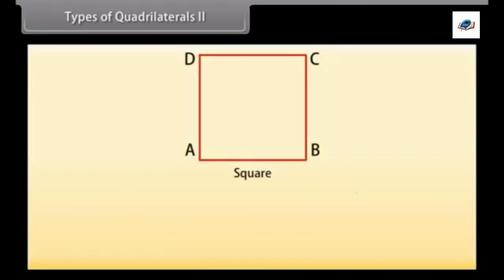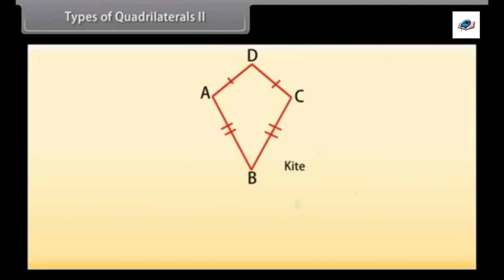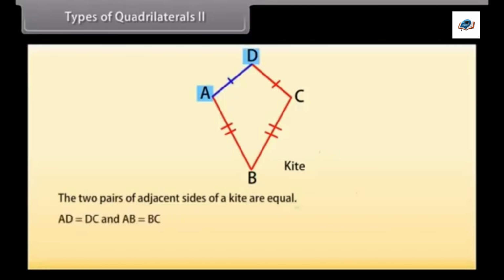Look at this figure now. This is a square. A square is a rectangle with all the sides equal. ABCD is a square. The last one is kite. The two pairs of adjacent sides of a kite are equal. Here AD is equal to DC and AB is equal to BC. So ABCD is a kite.